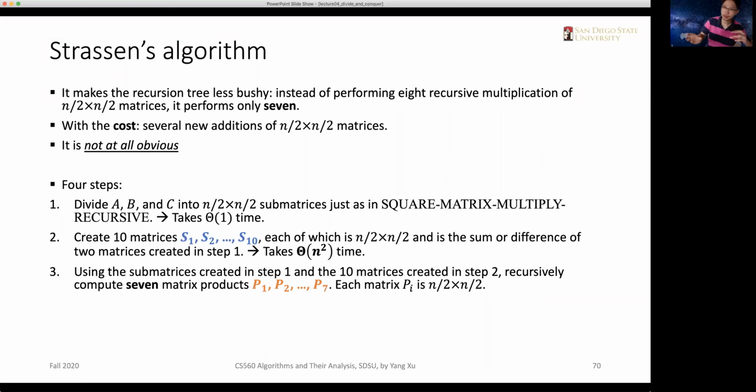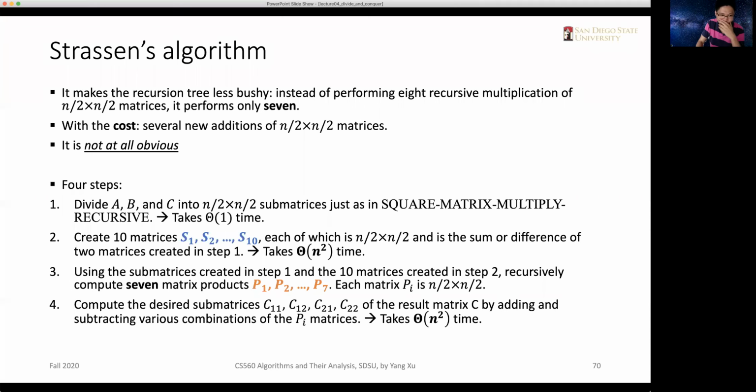Previously, in the straightforward divide and conquer, we needed to compute 8 products. Here we compute 7 products, which are obtained by recursive calls. So here we make the recursive call on one less branch, making each division one less branch. And finally, we compute the desired submatrices using the P's to compute the C's, which also takes quadratic running time.